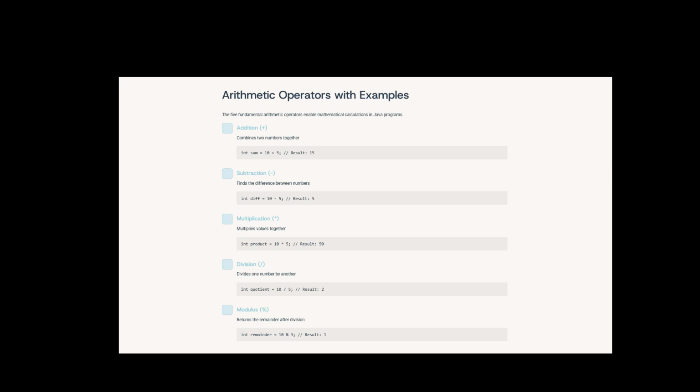Talking about the modulus operator, it returns the remainder after division. So int remainder is equal to 10 mod 3, and the result that we get is 1, because the remainder of dividing 10 by 3 is 1. So these are the 5 arithmetic operators that we have in Java, namely addition, subtraction, multiplication, division, and the modulus symbol.